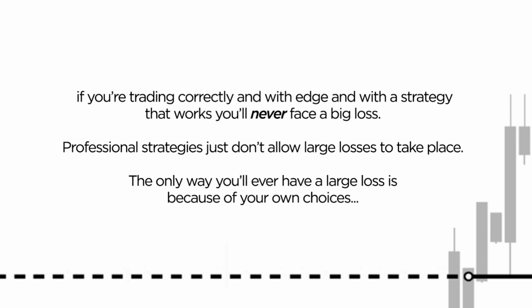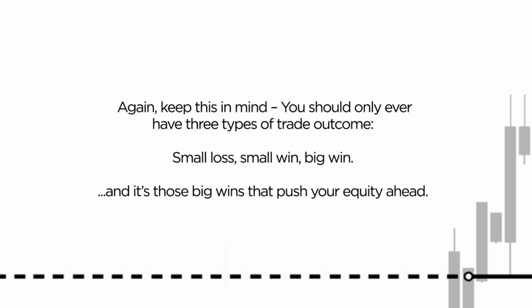placing a massive stop loss, or way oversizing a position, or again, trading at a random position size with no structure and without managing risk. And if you can just make sure that you never experience a big loss ever again, you've just drastically increased your chances of trading successfully. You really have. Again, keep this in mind. You should only ever have 3 types of trade outcome: small loss, small win, big win. And it's those big wins that really push your equity ahead when they come. And yes, they might be infrequent with certain strategies, but when they come, they really pay the bills.